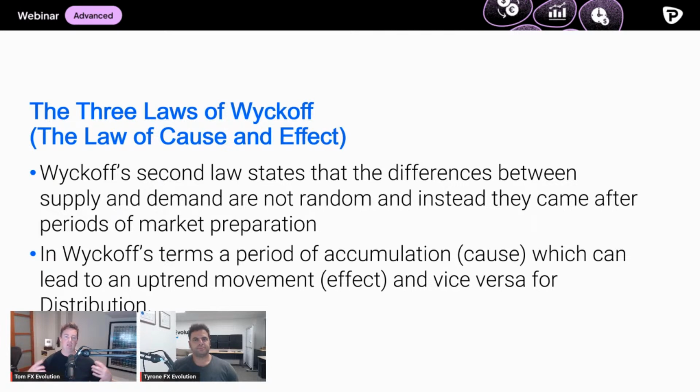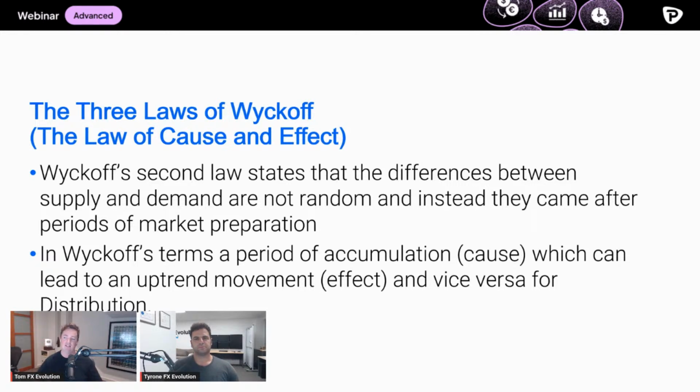And what he did was he gained this idea, and it started to get him thinking about how accumulation and distribution works in markets and how we can start to use the laws of cause and effect. And we're going to actually look at this on a chart, or at least a bit of an analysis, very soon, where we look at Wyckoff's second law.